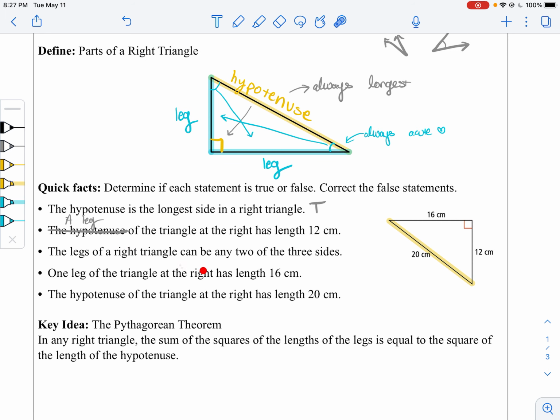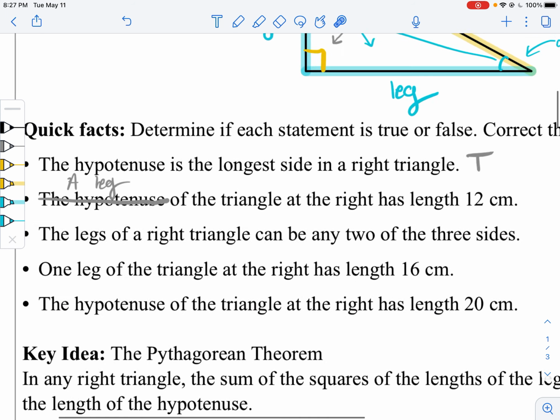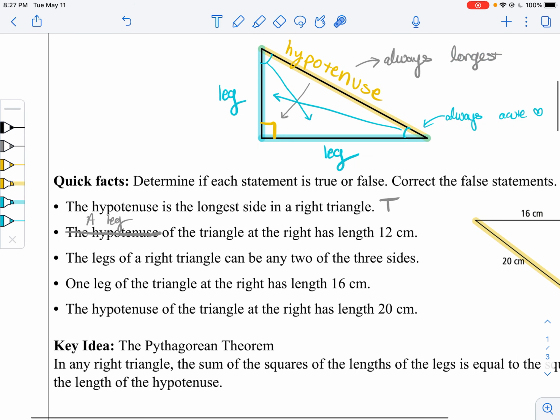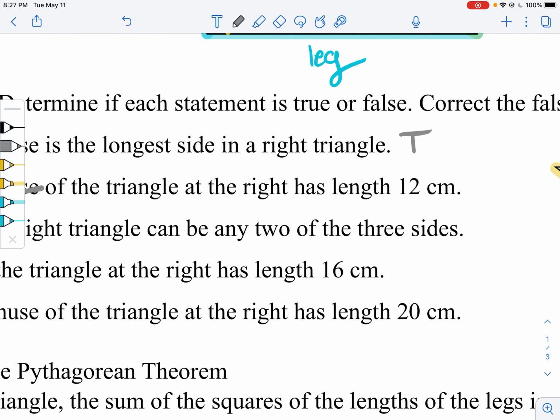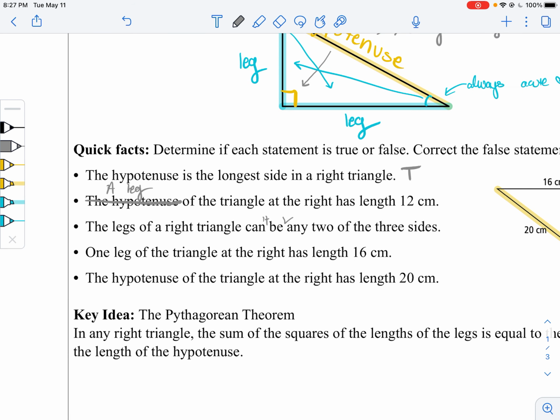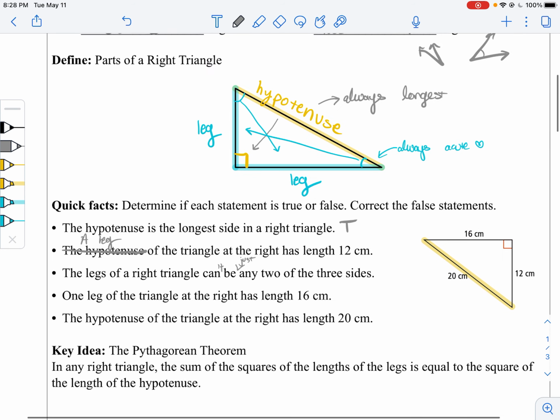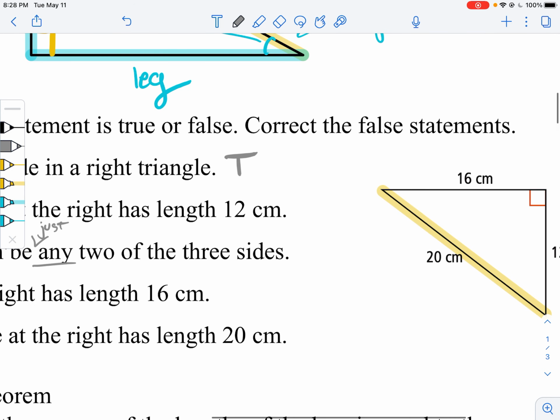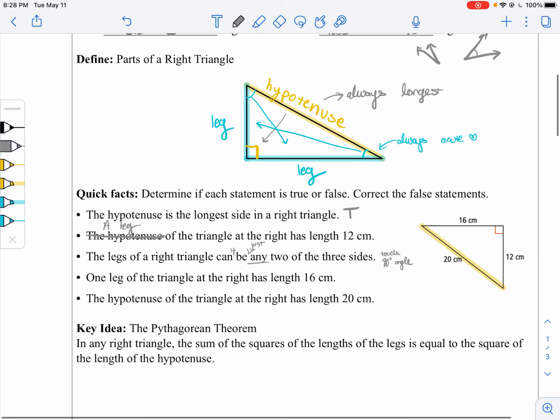The legs of a right triangle can be any two of the three sides. That's not true. The legs of a right triangle have to be adjacent to the right angle. There. Perfect, I fixed it. The legs of a right triangle can't be just any two of the three sides, not just any. They have to be touching the 90-degree angle. They have to touch the right angle. Don't touch the left one.